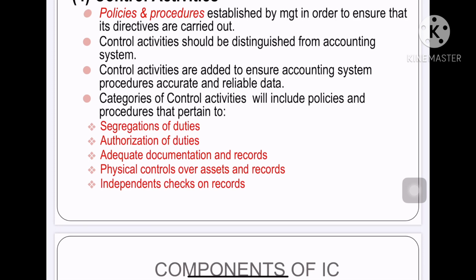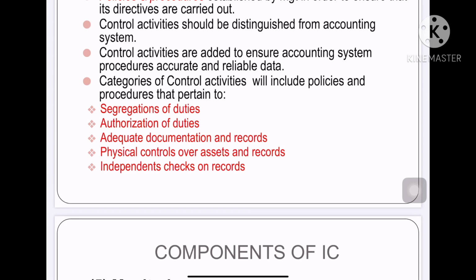Like we can see here, in the authorization of duties, make sure that the person who authorized must also be a different person, to make sure that it cannot be manipulated by the staff. Alright, adequate documentation and records. Make sure that everything recorded has proper documentation and supporting documents.